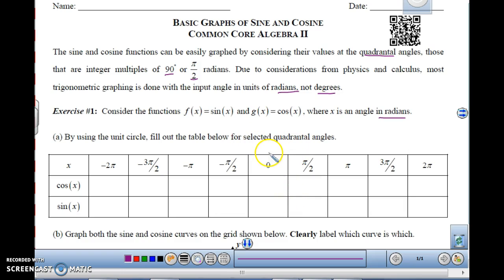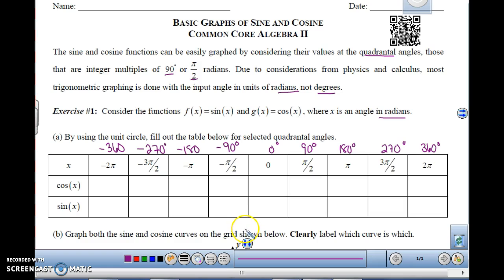All right, so we know this is 0 degrees. Let's remind ourselves what the values of the quadrantal angles are. Pi over 2 would be 90 degrees. Pi would be 180. 3 pi over 2 would be 270, and 2 pi would be 360 degrees. Going backwards, negative pi over 2 would be negative 90, negative 180, negative 270, and negative 360.